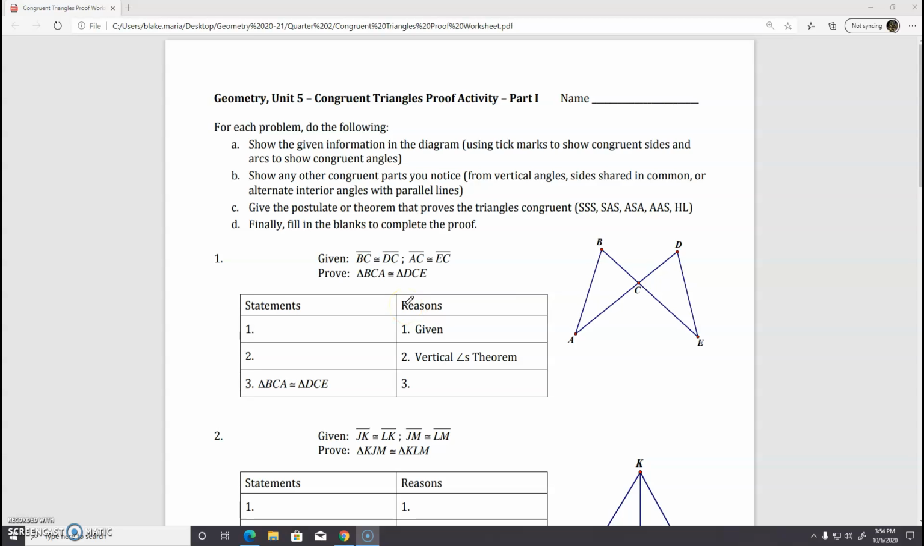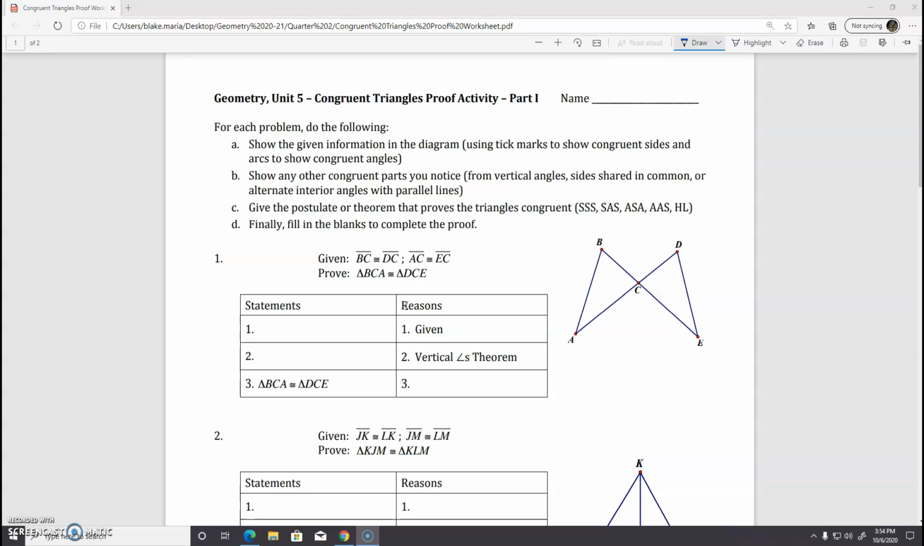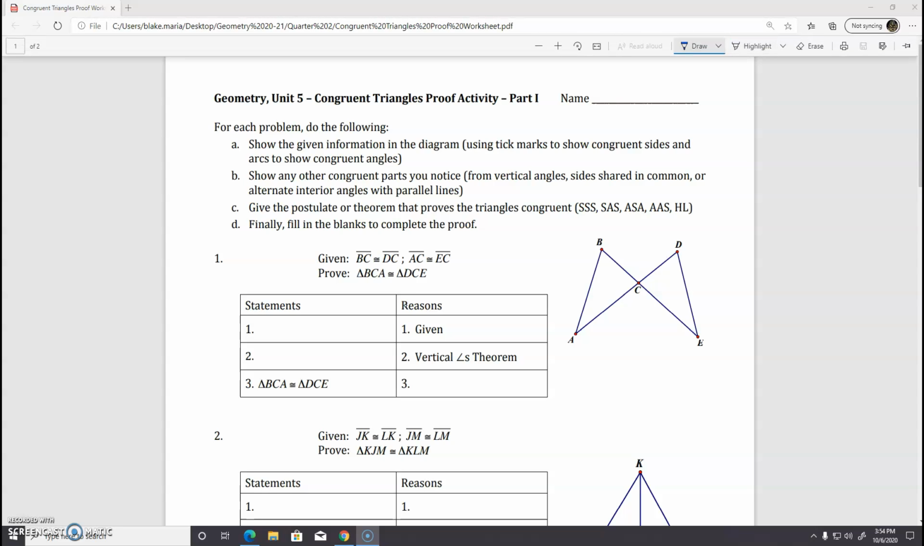Hey guys, so we're going to do a quick lesson using some of this stuff to do proofs. Again, we're only going to do fill in the blank proofs, but I do want to make sure that we've done a few so that way you're good with them and you're able to fill in some blanks. So this is all on triangle congruence.